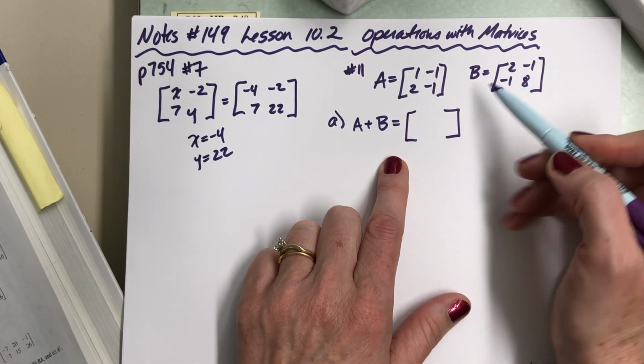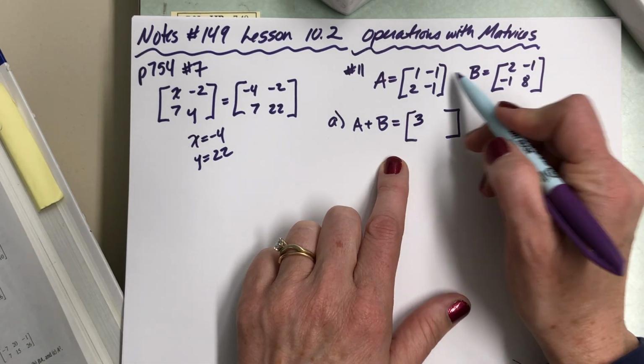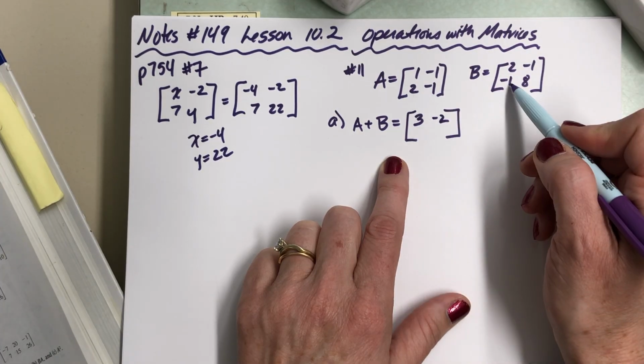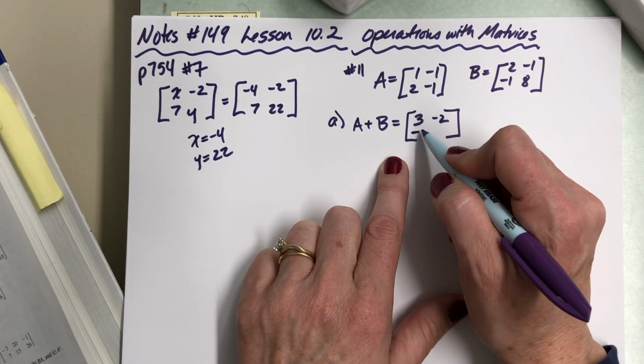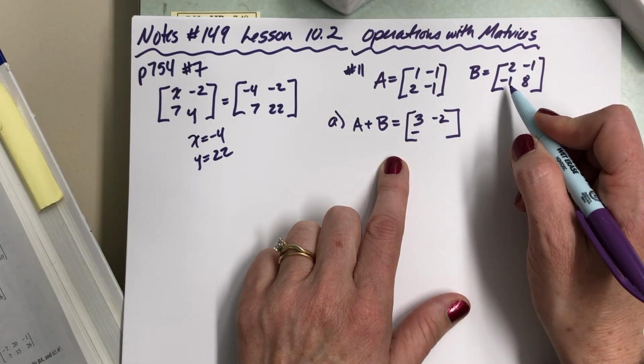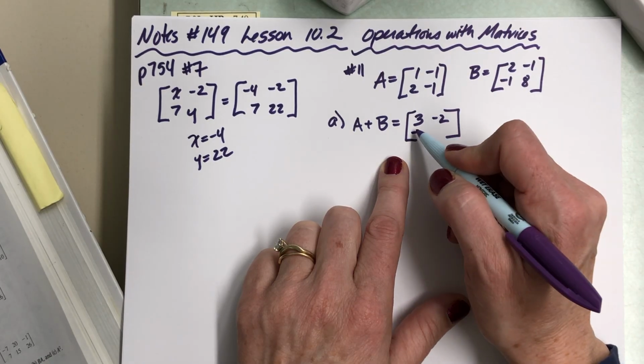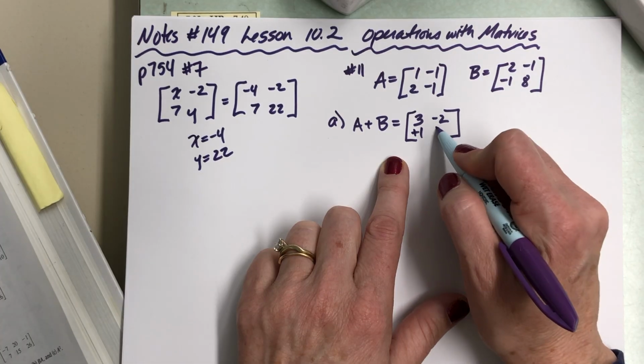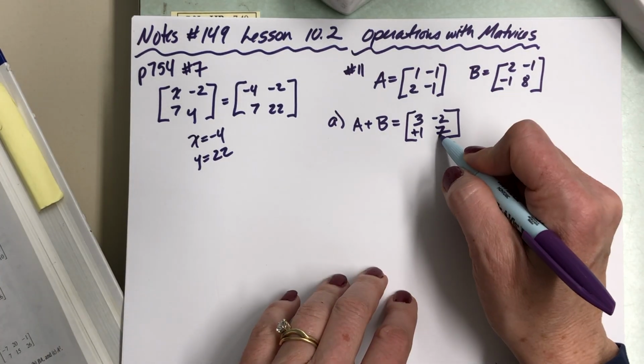So 1 plus 2, that gives me 3. -1 plus -1, that's -2. 2 plus -1 is -1. No, 2 plus -1 is 1. Let's put a plus sign there. -1 plus 8 gives me 7. Okay, so we just added the two matrices together.